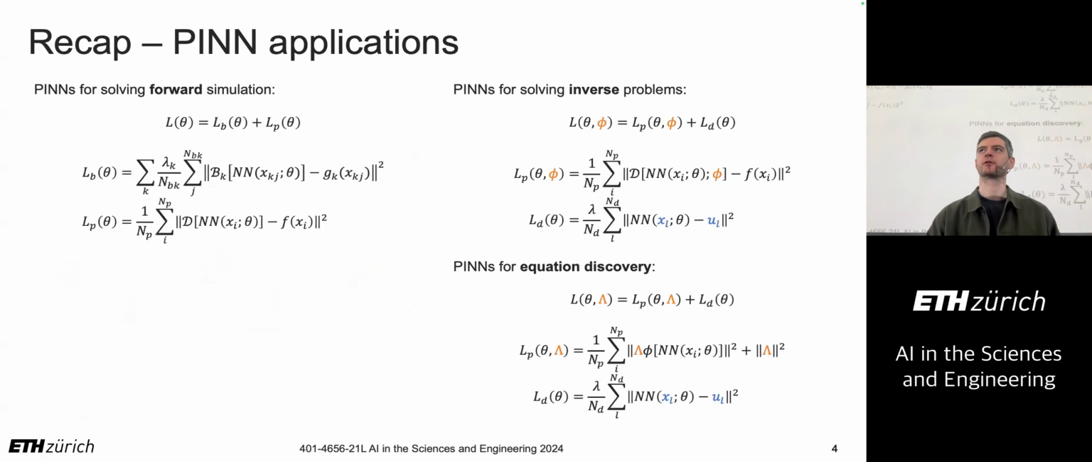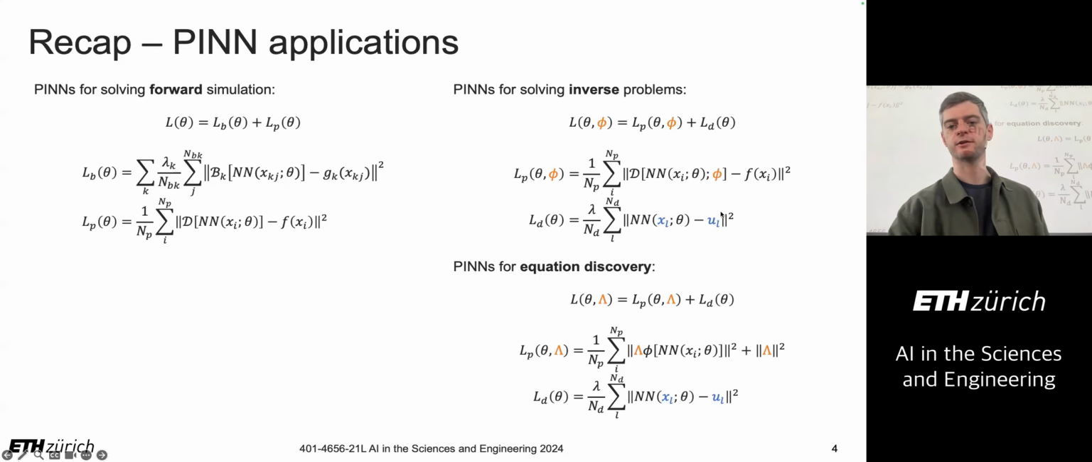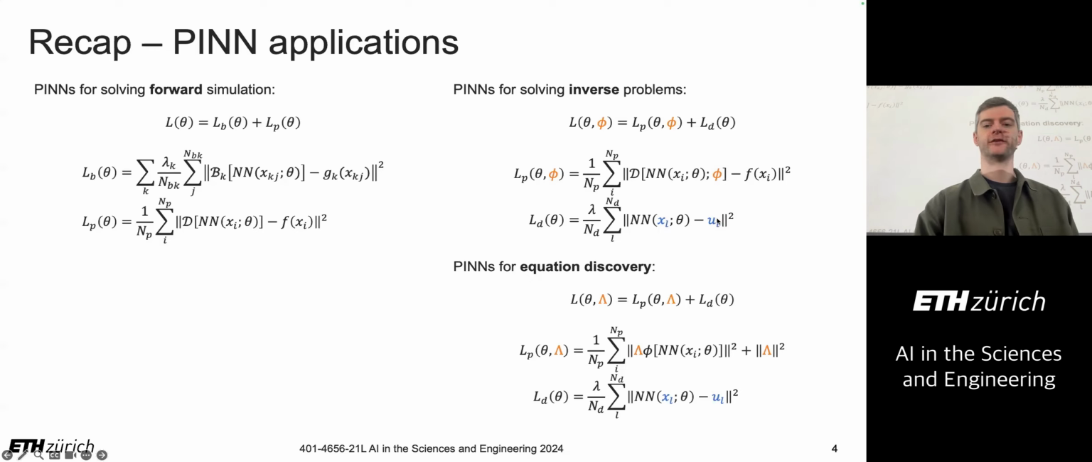And then last lecture, I talked about all the different types of problems that we can solve using PINNs. We can not only solve forward simulation tasks, but we can also solve inverse problems, where we're given some observations of the solution and we want to understand what some underlying parameters of the differential equation are. So these phi parameters here. For example, in the damped harmonic oscillator, it could be understanding what the coefficient of friction is, or the spring constant.